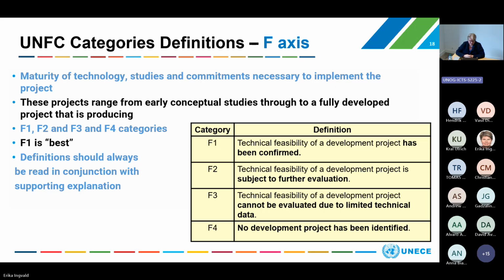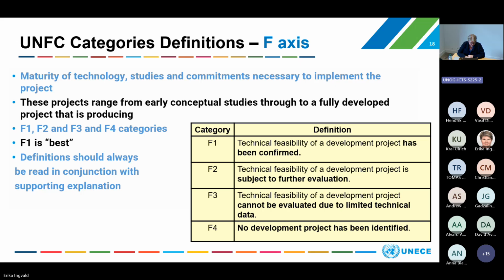When we look at the F-axis, I mentioned there pre-feasibility or feasibility studies and so on. So F1 is, of course, the best again. And this concerns where the project is, how technically mature the project is, and ranges from early conceptual studies down there at F3, maybe F4, through a fully developed project that is producing. And again, then with your studies of where you are and how you can prove that this will work in practice.